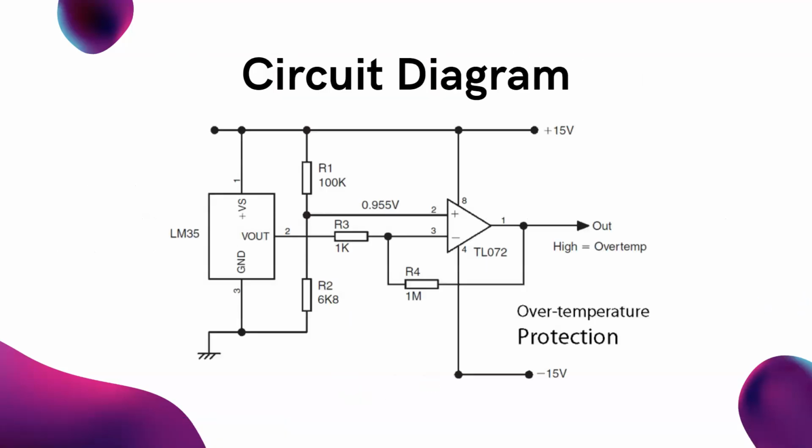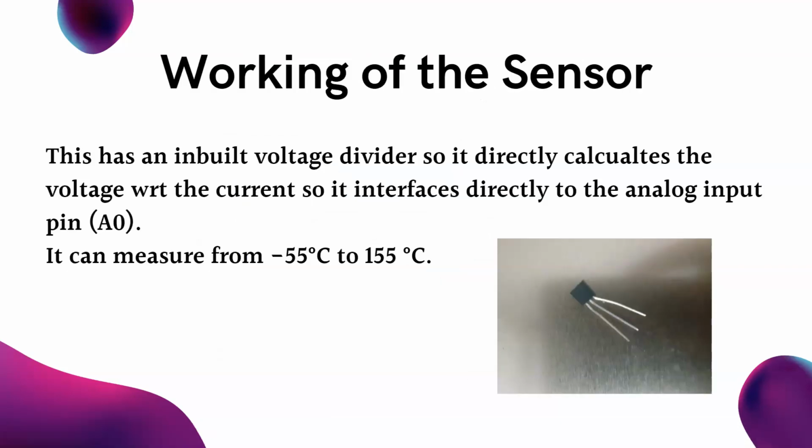So as you can see, this is the basic circuit diagram. Now you might be thinking that since we need to convert the current into voltage, we should be using an external voltage divider. Now we don't need to explicitly use any voltage divider in case of the LM35 sensor, because it has an inbuilt voltage divider which does the work. So it directly calculates the voltage with respect to the current, and therefore it interfaces that value directly to the analog A0 pin.